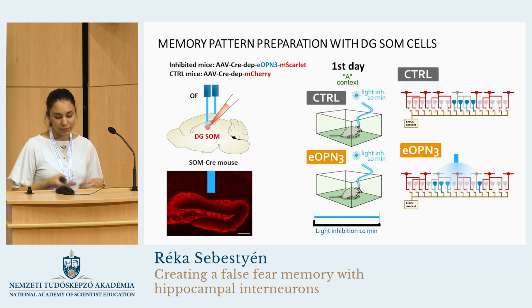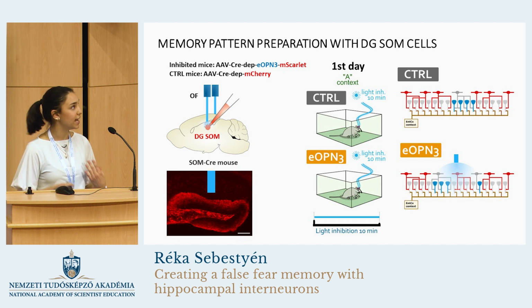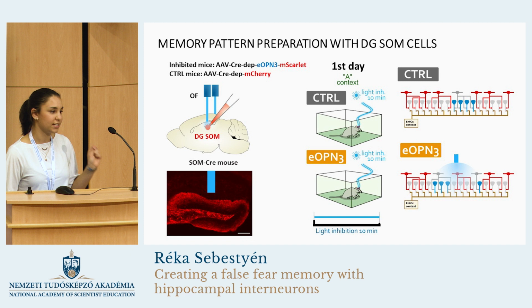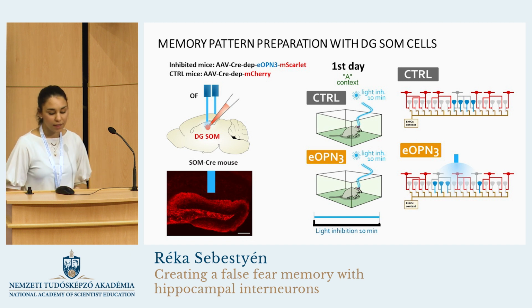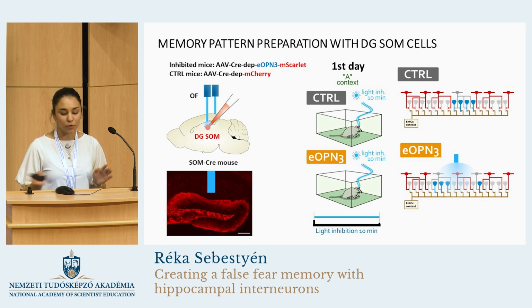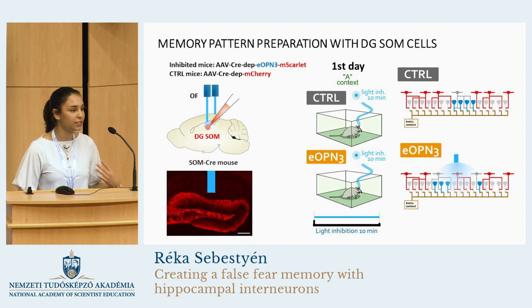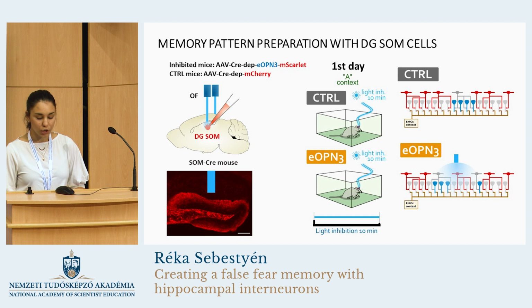So for this, we placed these mice after we handled them into a context A, where they received light illumination for 10 minutes. So we inhibited the dentate gyrus somatostatin-positive cells during this time, but as I mentioned, only in the EOPN3 opsin-containing group and not in the control group. As I mentioned, we have the control and the EOPN3 group, and the difference between these two groups is that the control group formed a completely random engram for this environment, whereas the EOPN3 opsin-containing group used those cells that we ourselves were able to select via optogenetic light inhibition.